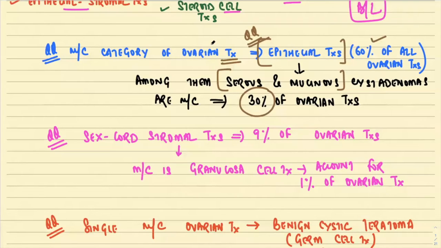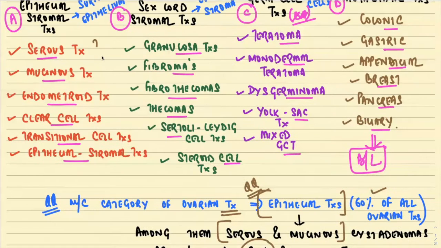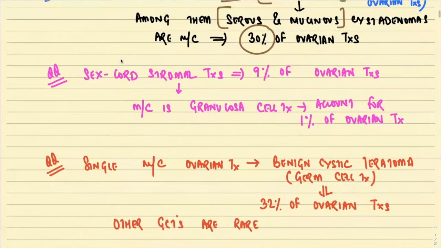And among these epithelial tumors, the serous and the mucinous cystadenomas, as I showed you over here, these two tumors are together, not individually. Together, they constitute 30% of all the ovarian neoplasms taken together. So these are very common. Among the sex cord stromal tumors as a group, they constitute 9% of the ovarian tumors. And the most common sex cord stromal tumor is the granulosa cell tumor, accounting for 1% of the ovarian tumors.